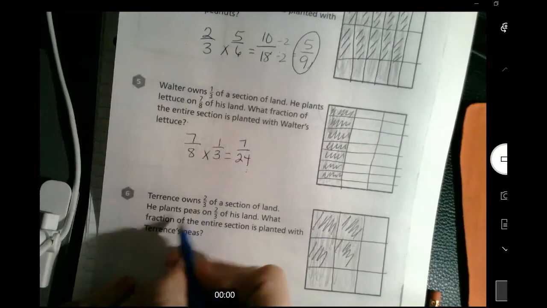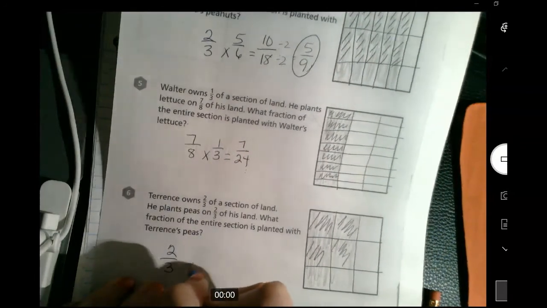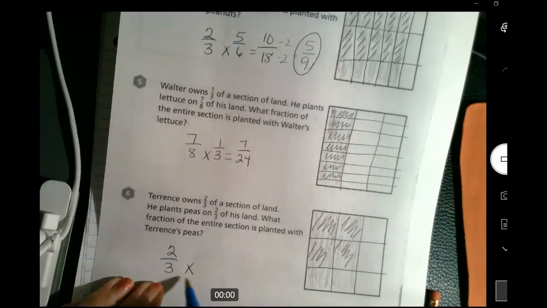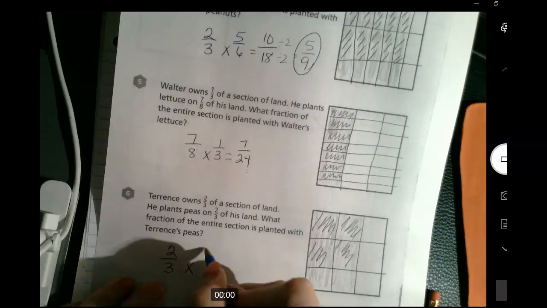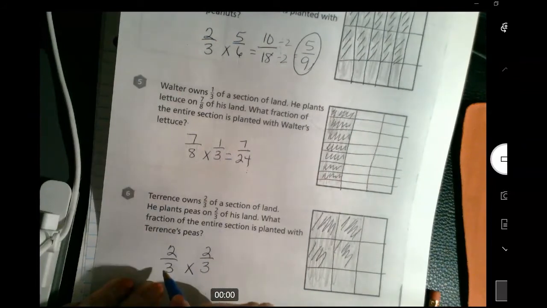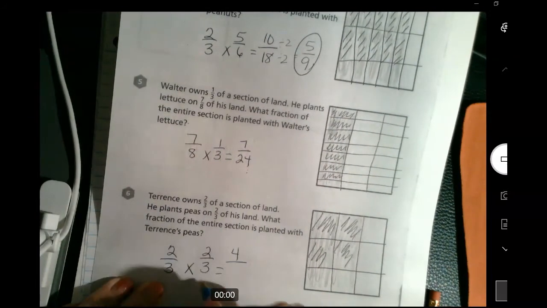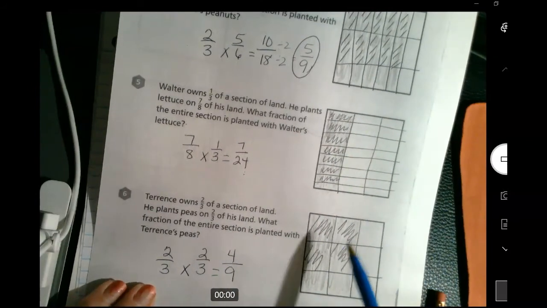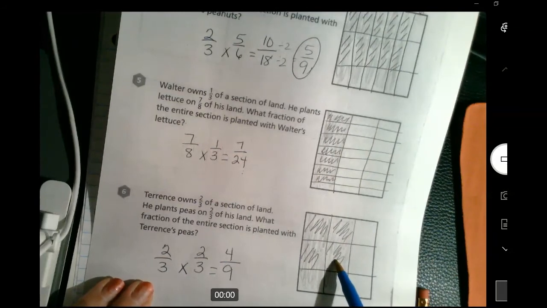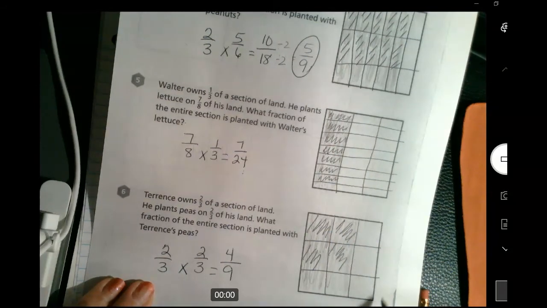Now let's go to our equation. We're finding 2/3 of, remember the multiplication sign says of when you're doing fractions. I'm finding part of a part. 2 times 2 is 4, and 3 times 3 is 9. Okay? Does my representation show 4 sections colored in? Yes, that's where the peas are at. How many sections are in the entire array? It's a 3 by 3, so it's 9. So the answer is 4/9.